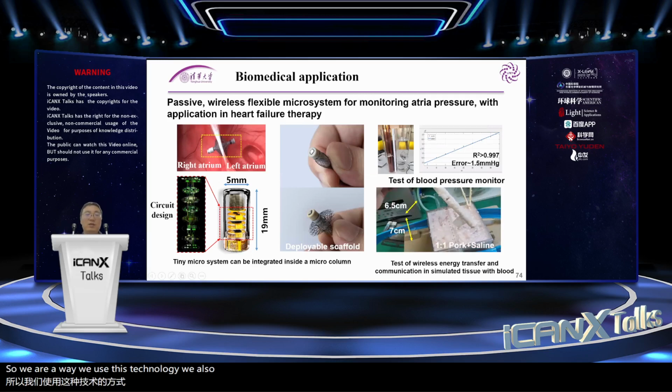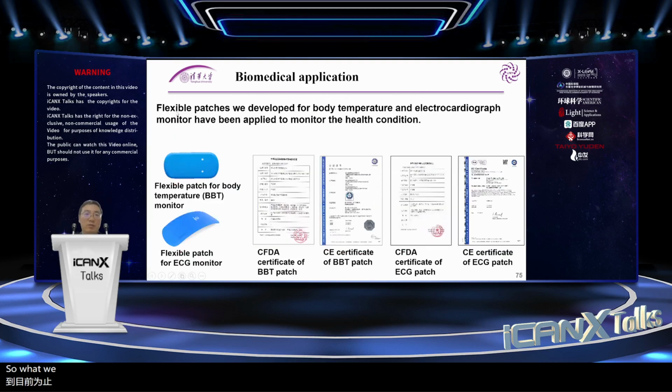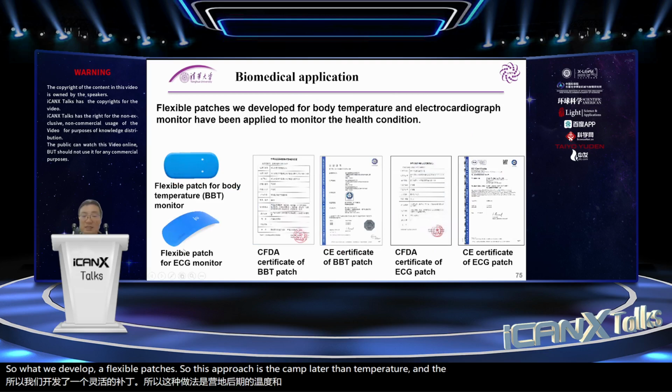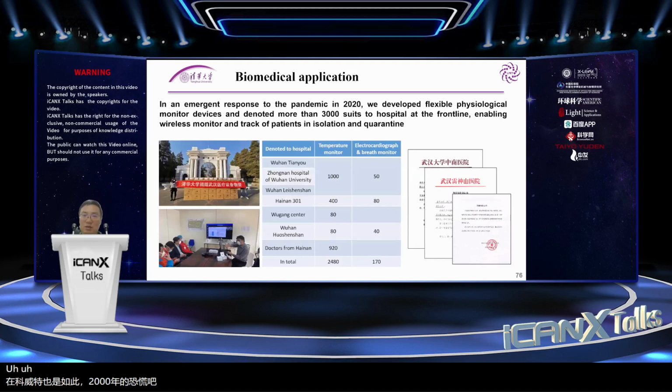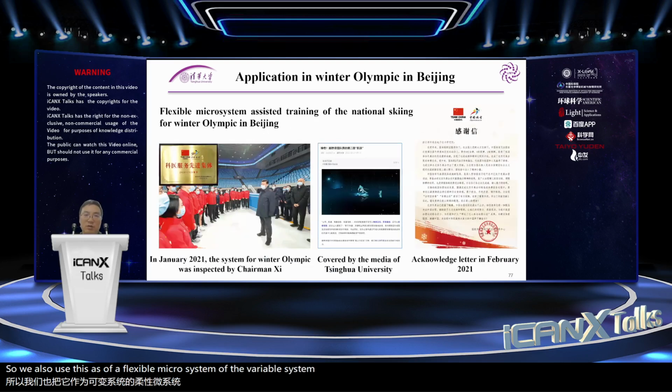We also develop some products. So we develop flexible patches. These patches can measure the temperature and the ECG. All these products are certificated by the CFDA and the CE. In the COVID pandemic in 2020, we developed more than 3,000 flexible patch suits for hospitals. We also use this flexible micro system as a wearable system to train the national skiing team for the Winter Olympics in Beijing.